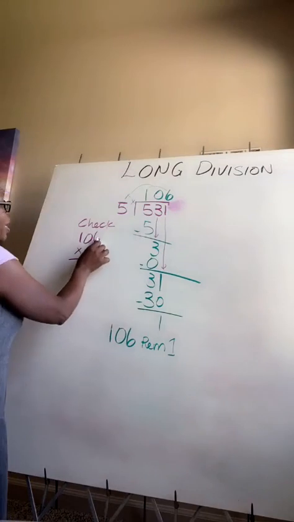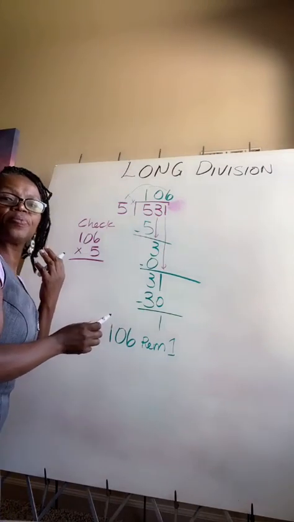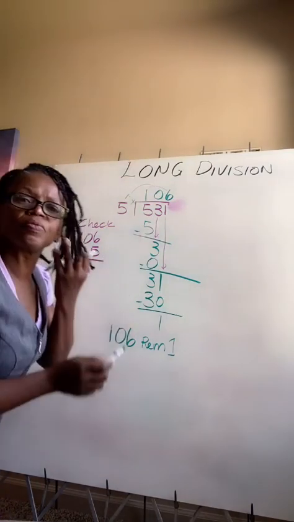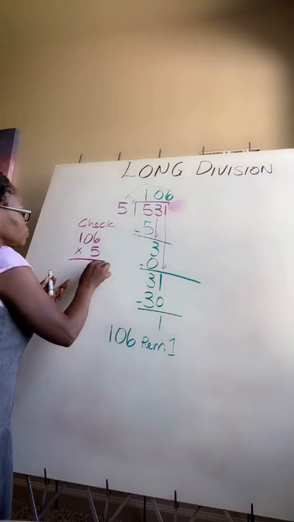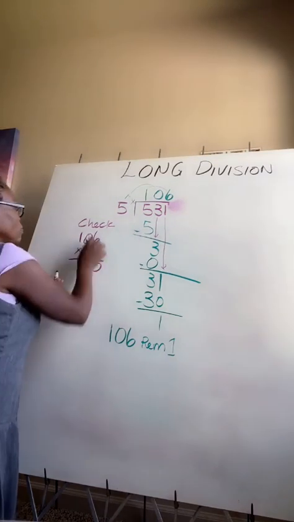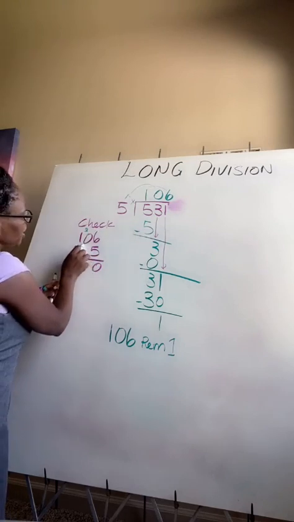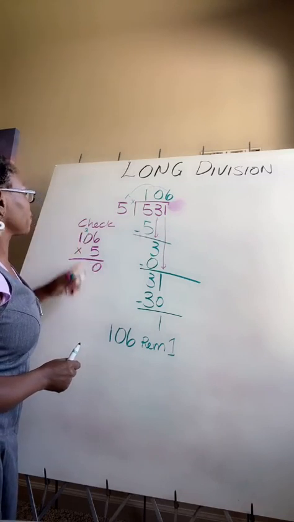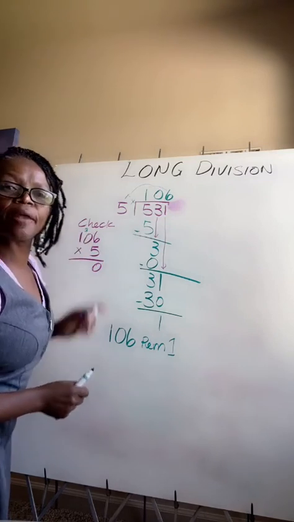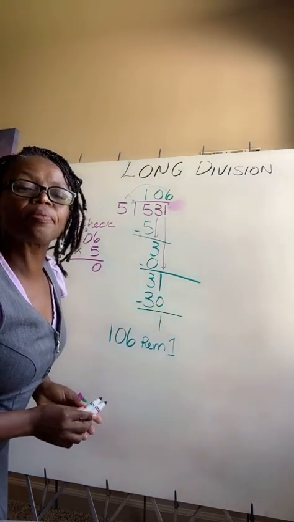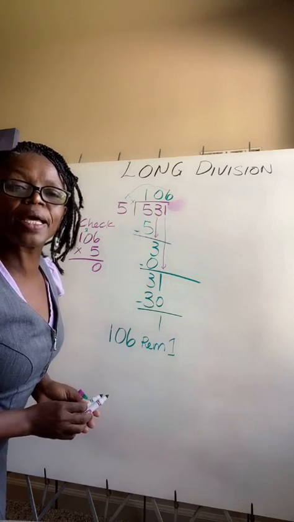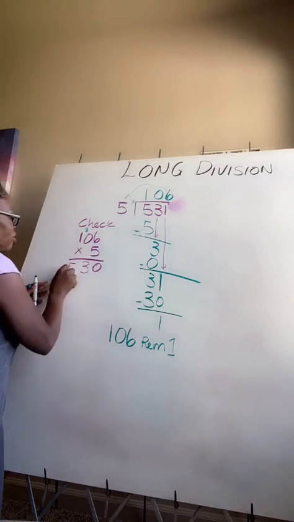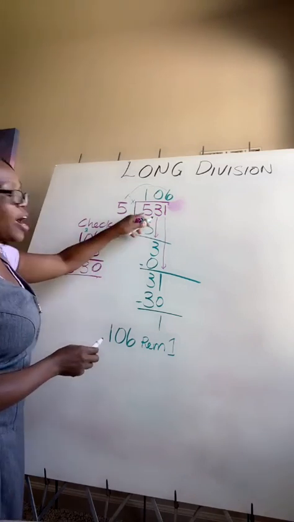Okay. What's 5 times 6? 30. And we got 3 over there. What's 5 times 0 plus 3? Yes, that's 3. And what's 5 times 1? 5. Okay, we have 530 and 531 over there.